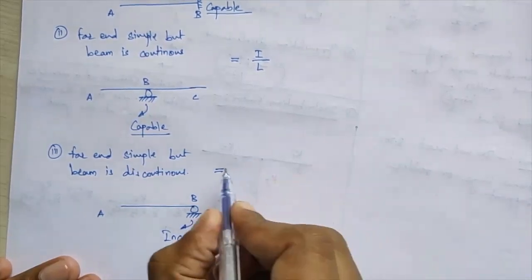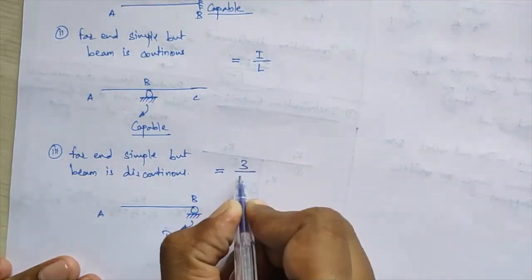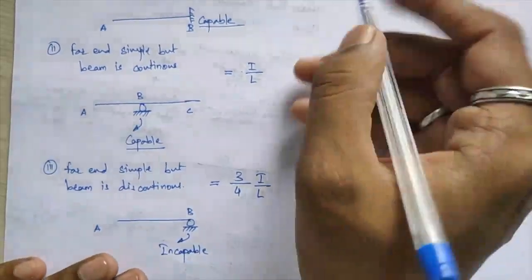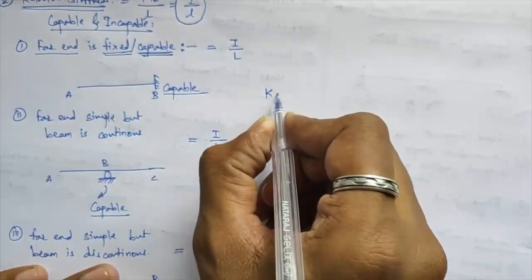Okay, so for the case of an incapable support your relative stiffness value comes equal to 3 by 4 of I by L, or you can say simply 0.75 of I by L. So two values you have to remember over there. Relative stiffness, that is the value of K.